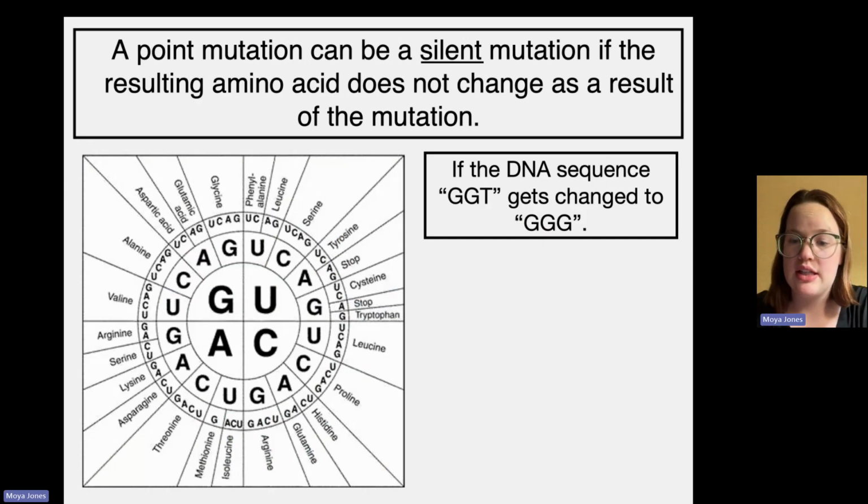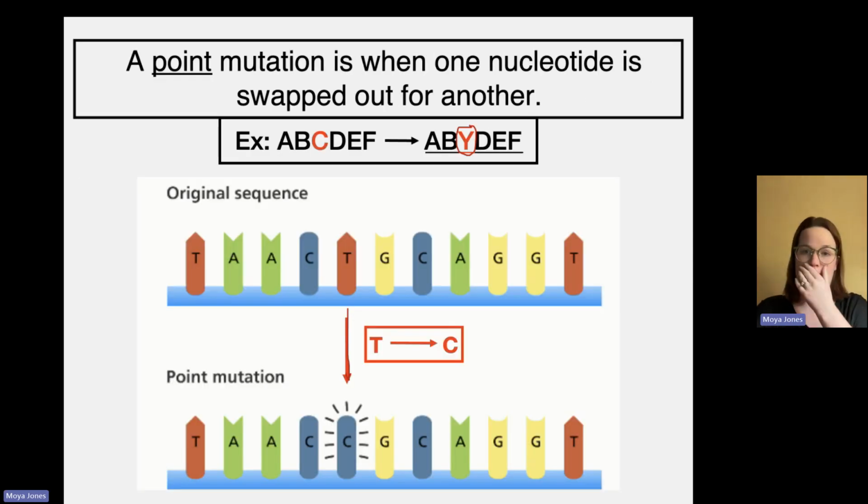A point mutation can be classified into a few different types. There is a point mutation called a silent mutation. There is a point mutation called a missense mutation. And there is a point mutation called a nonsense mutation.